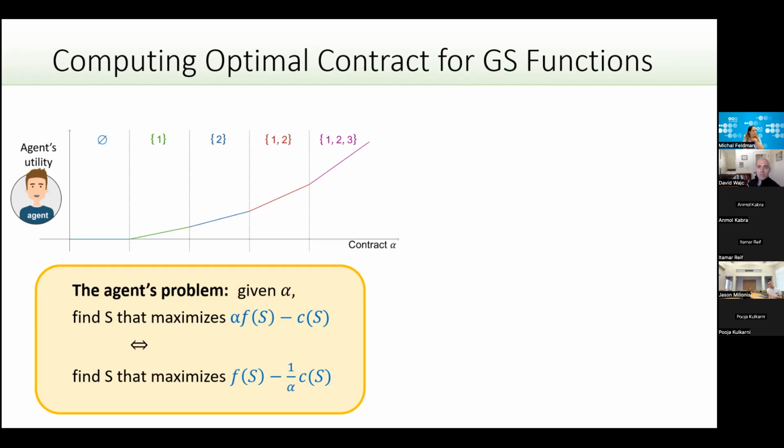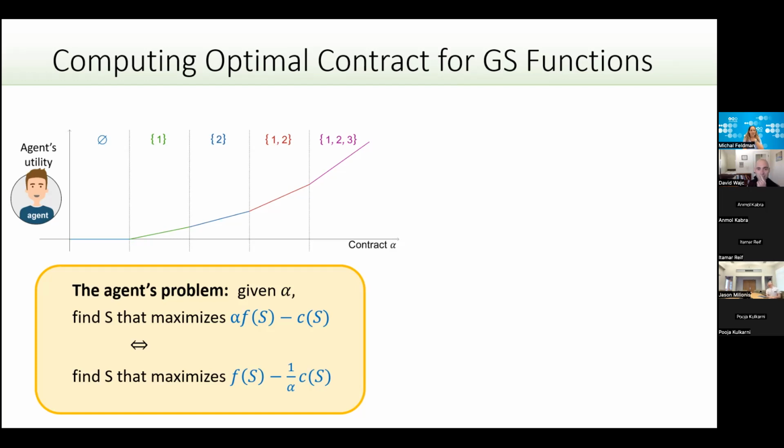A question from the audience. I guess you're trying to not give the explicit definition of gross substitute valuation, right? Yeah. After the talk, I'm happy to give it. It will take too much time.